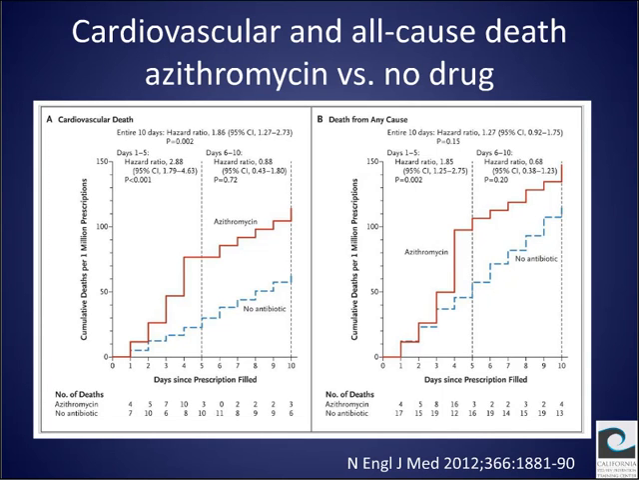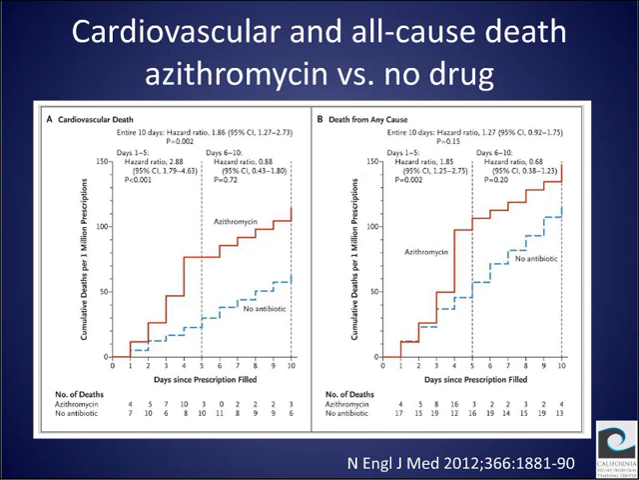And looking at this slide, so on the left here, you're looking at the risk of cardiovascular death, and then on the right here, you're looking at death from any cause. And because azithromycin is taken as a Z-Pak, they looked at the hazard ratio at 5 days, because that's how long you would take a Z-Pak, versus 10 days of amoxicillin, because that would be the standard course for amoxicillin.